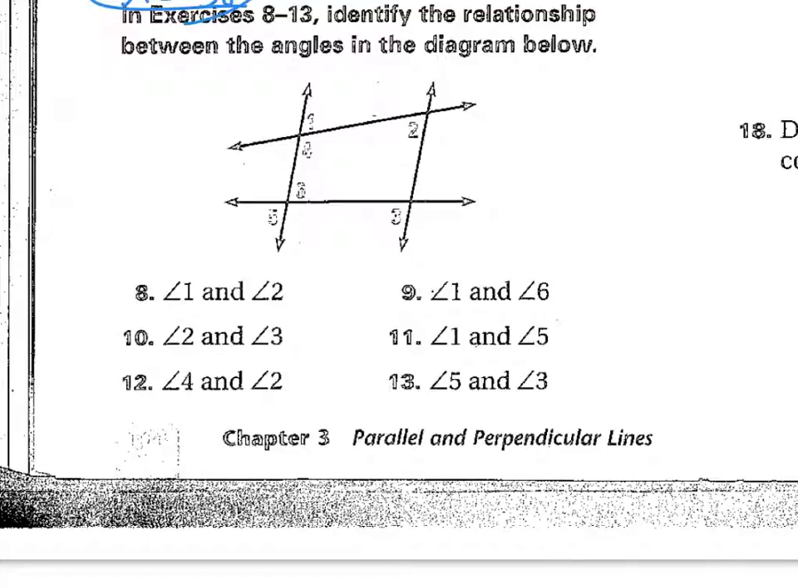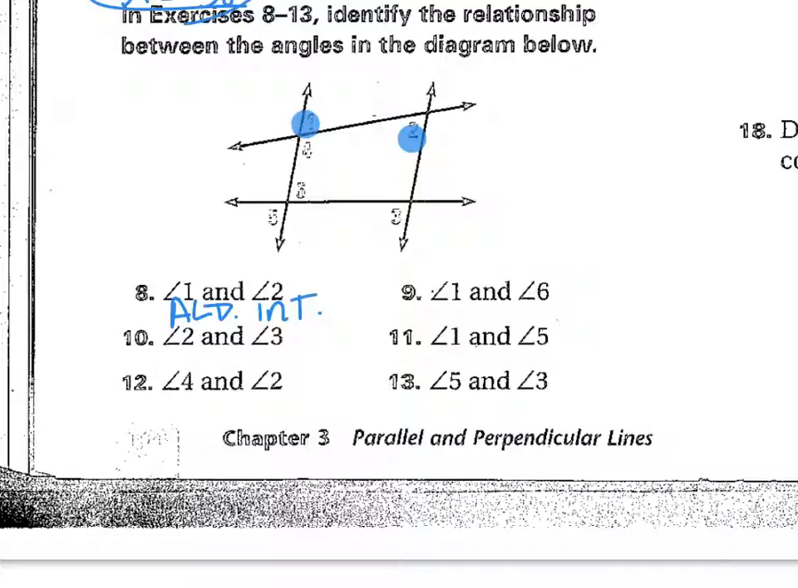Number 8 discusses angles 1 and 2. Notice that they're on different sides of the line. If they're on different sides, that tells you right away that they're alternating. So number 8 is going to be alternate. And then where are they? Are they on the inside or the outside? They're on the inside of the line, so it's alternate interior angles.